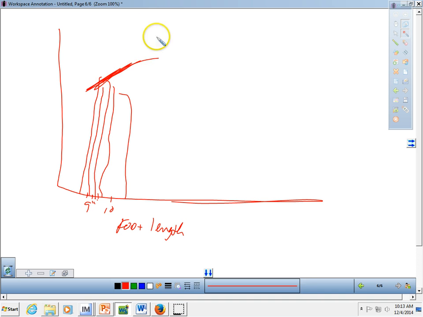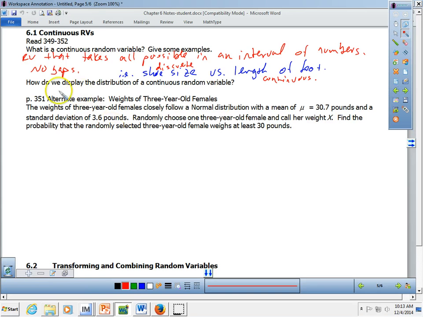It wouldn't go this way, but it would go sort of this way. The thinner we make those bars, the tops of those bars start to come together and form a smooth curve. Well, that by definition is a density curve.